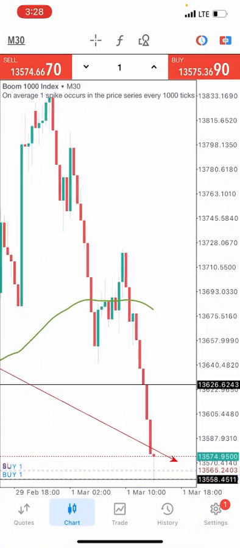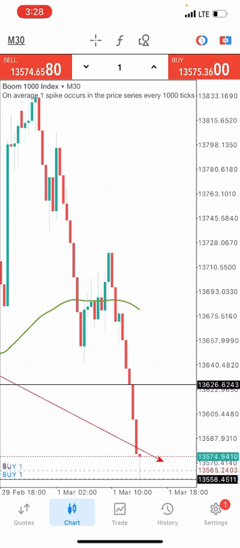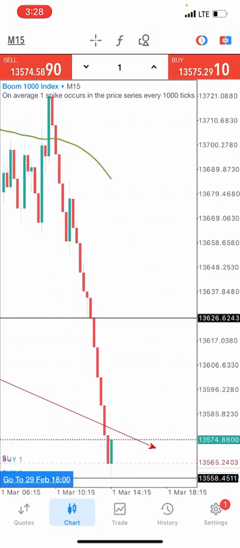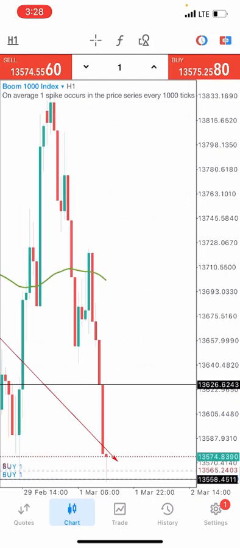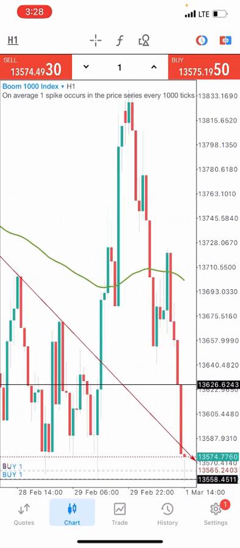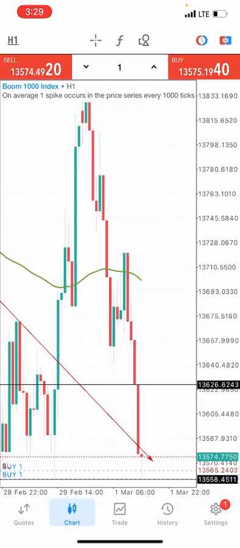Really hope for one more spike, guys. Just one more spike. No matter how short it is, like just one more spike.